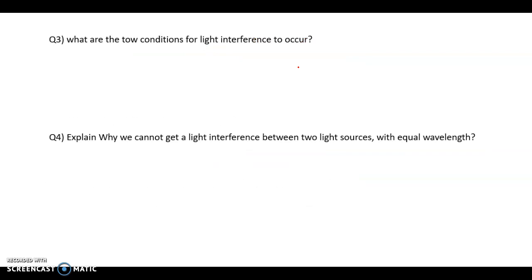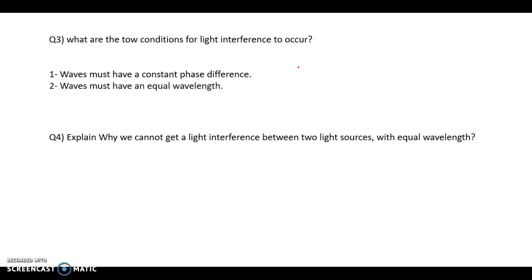What are the two conditions for light interference to occur? Be aware here in these questions. First, waves must have a constant phase difference. We already discussed these conditions in a previous video. The second one, the most important one, which most students are mistaken about, is that waves must have an equal wavelength.